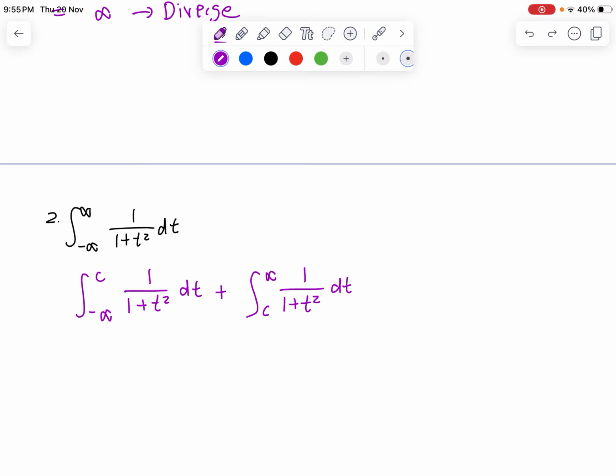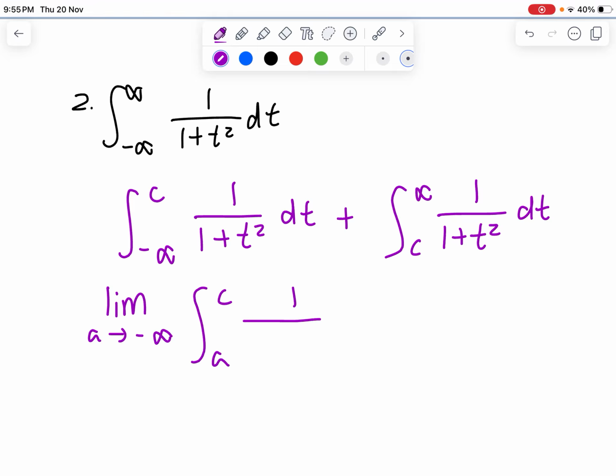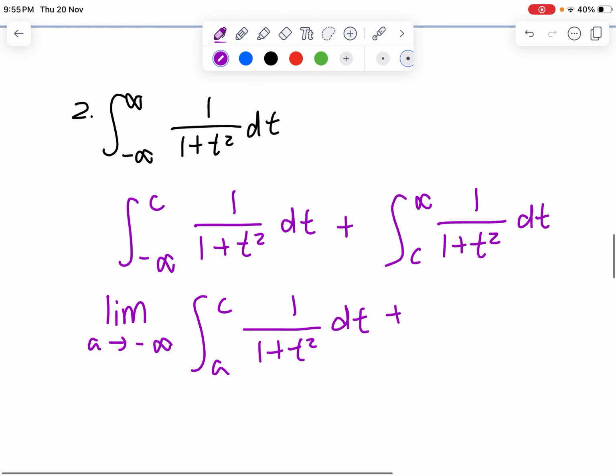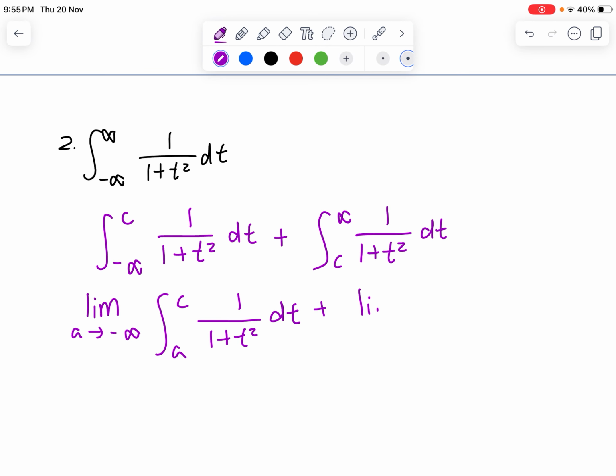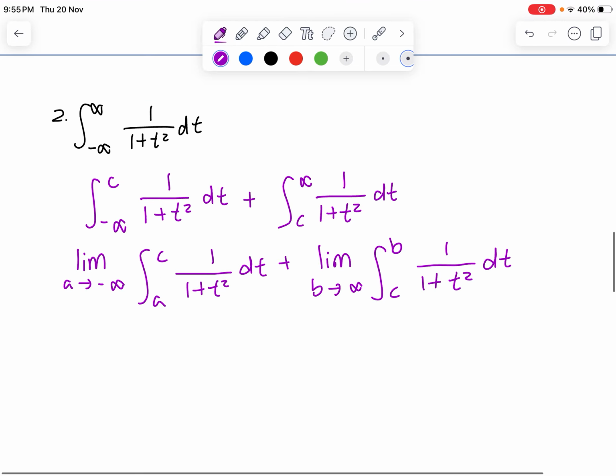This is basically the exact same process as earlier. So I take the limit as a approaches negative infinity of the integral from a to c of 1 over 1 plus t squared dt, plus, let's use another value, let's say b, the limit as b goes to infinity of the integral from c to b. I know with all the letters it can be confusing, but it's just a way to define values, so it doesn't really matter what letter you choose. Now let's actually try to solve it.